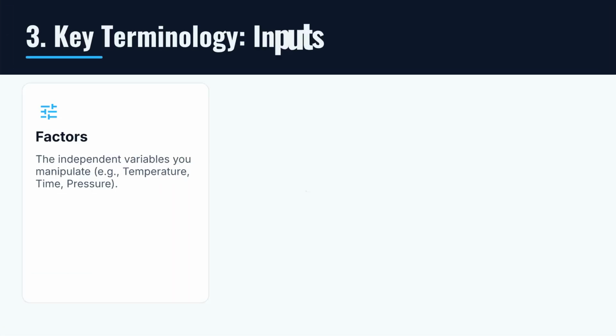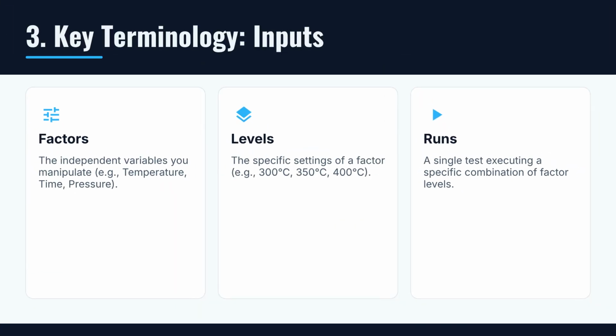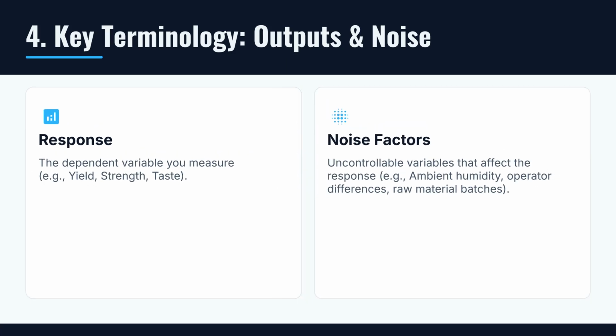When discussing inputs, we define factors as the independent variables you manipulate, like temperature. Levels are the specific settings of a factor, such as 300, 350, or 400 degrees Celsius. Runs are single tests executing a specific combination of factor levels. Outputs are described by the response, the dependent variable you measure, like yield or strength. Noise factors are the uncontrollable variables that affect the response, such as ambient humidity or raw material batches.